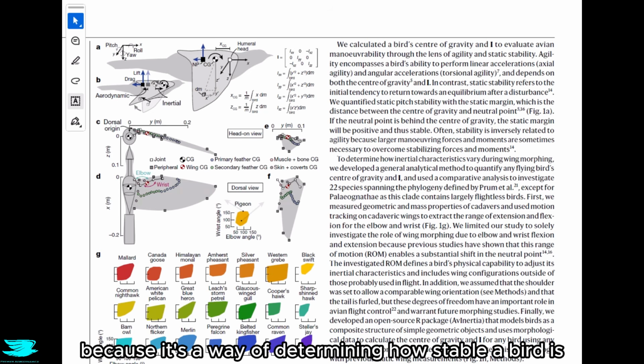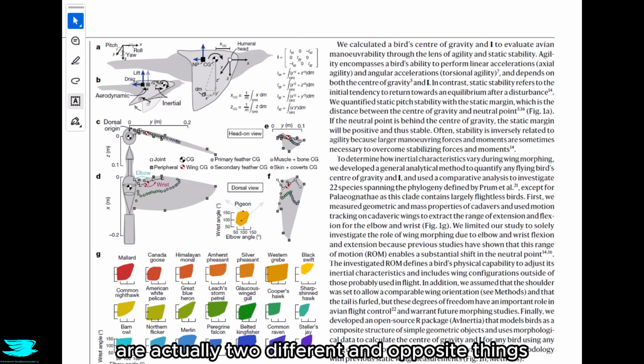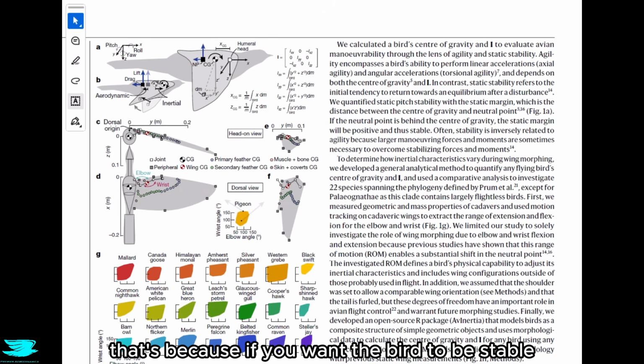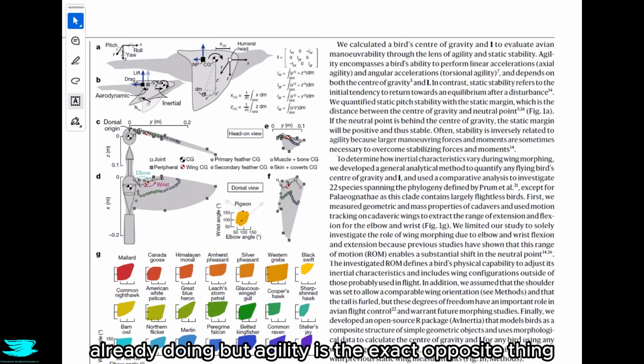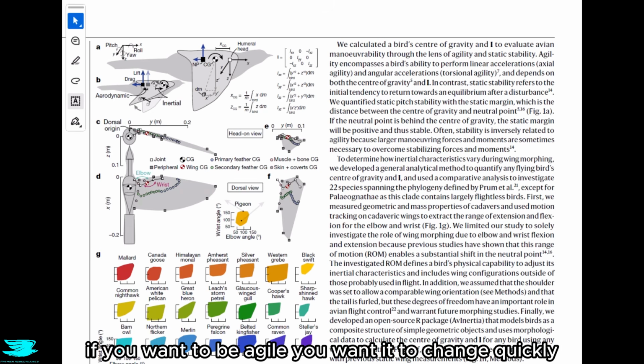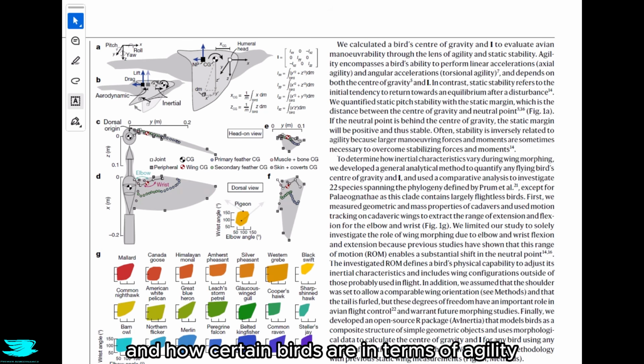So all this explanation is important because it's a way of determining how stable a bird is. And for flying, stability and agility are actually two different and opposite things. That's because if you want the bird to be stable, that means it doesn't want to change from what it's already doing. But agility is the exact opposite thing. If you want it to be agile, you want it to change quickly. So the more stable a bird is, generally the less agile it will be too. So to determine how agility affects birds' flight and how certain birds are in terms of agility, the authors measured their stabilities.